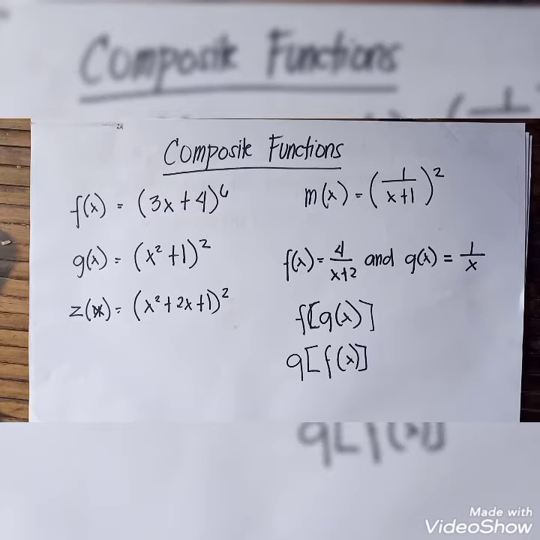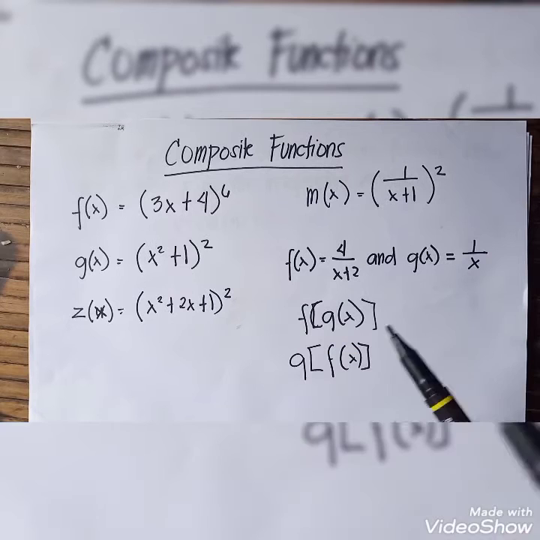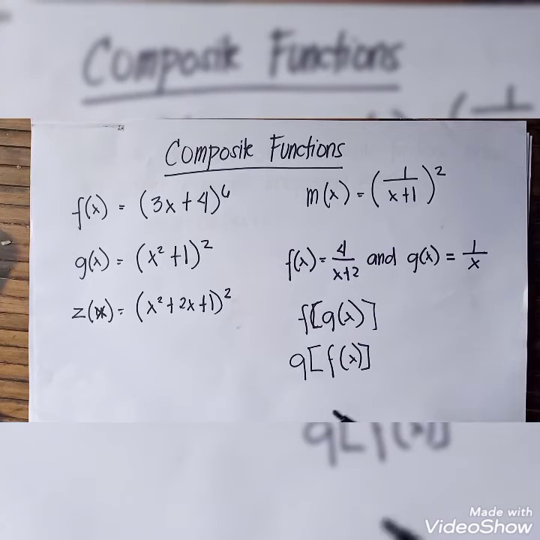And lastly, we have here f of x, which is 4 over x plus 2, and g of x, which is 1 over x. And we have here some situational questions, which is maybe f of g of x, or g of f of x, or whatever other functions that can be formed within these two.